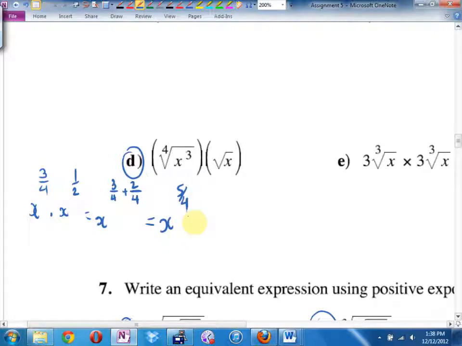Did they want me to leave it as an exponent in the instructions, or do they want me to write it as a radical? Do they want me to flower power or not? No? Oh, okay, there you go. 4th root of x to the 5th, if they said flower power it. Okay. Any others?